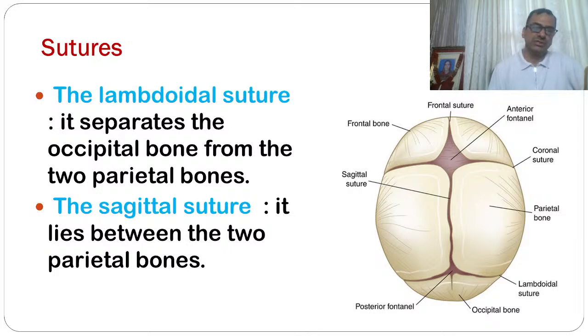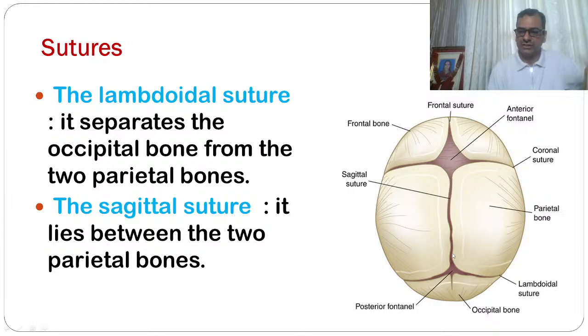Now, what are the sutures in the fetal skull? Number one, the lambdoidal suture. It separates the occipital bone from the two parietal bones. So this one is occipital and these two are parietal bones, and in between them is the lambdoidal suture. And what is the sagittal suture? It lies between the two parietal bones.